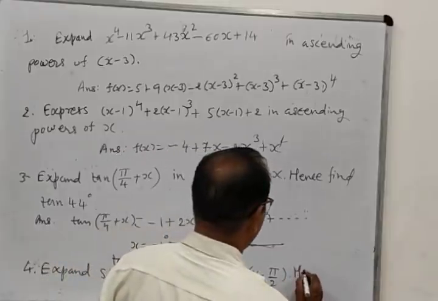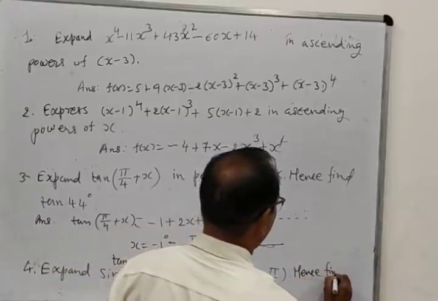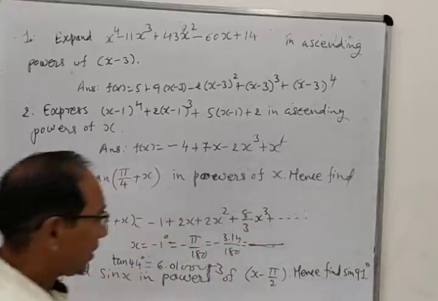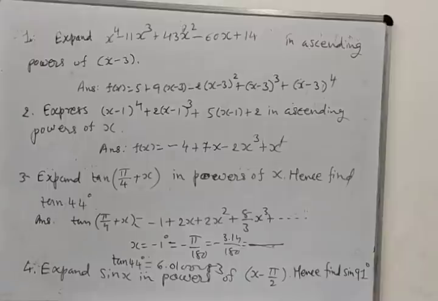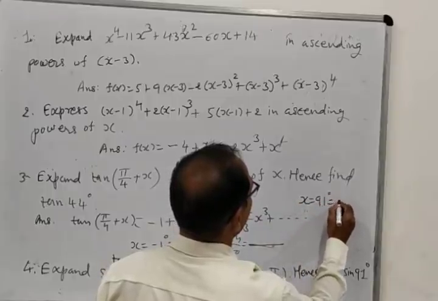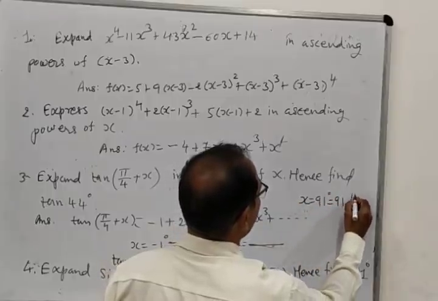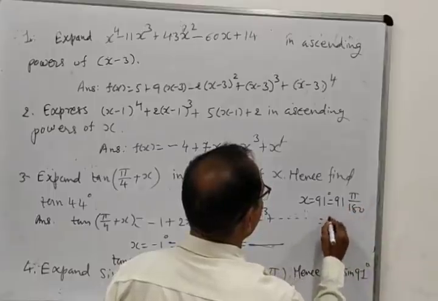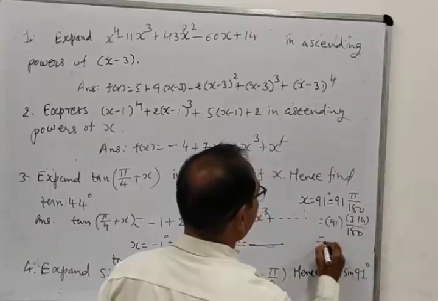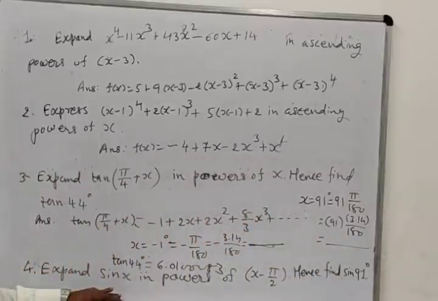And hence find sin 91 degree. So there you will have to put x equal to 91 degree, equal to 91 into pi by 180. Okay, so 91 into 3.14 divided by 180, and you can find the value, and there you can put x equal to that value in its series form, whatever you obtain.